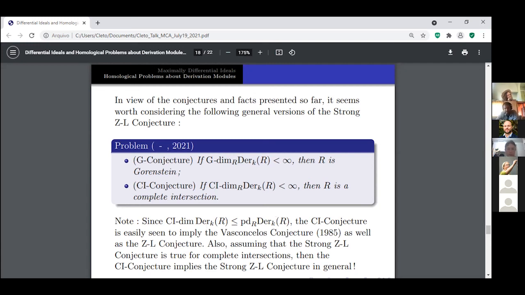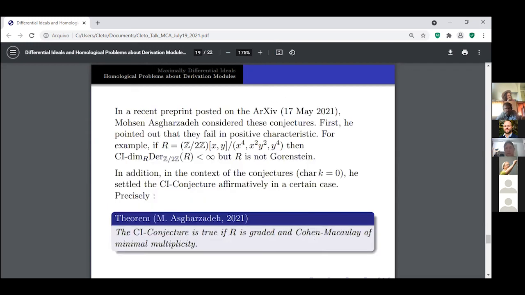If you assume the validity of the CI conjecture, then the strongest Zariski-Lipman conjecture can be proved for complete intersections in order to imply the general case. So this is a bonus. Anyway, in a recent paper, Mohsen Asgharzadeh proved the CI conjecture in case I is graded Cohen-Macaulay of minimal multiplicity, and gave a counterexample for the case of positive characteristic.